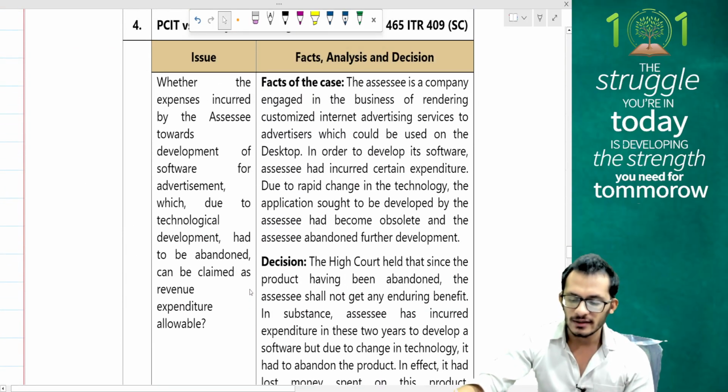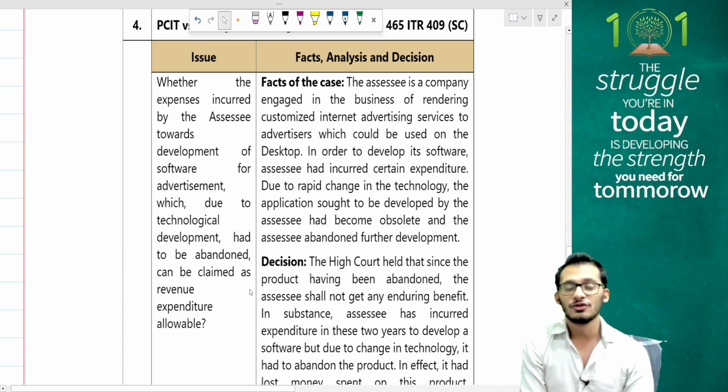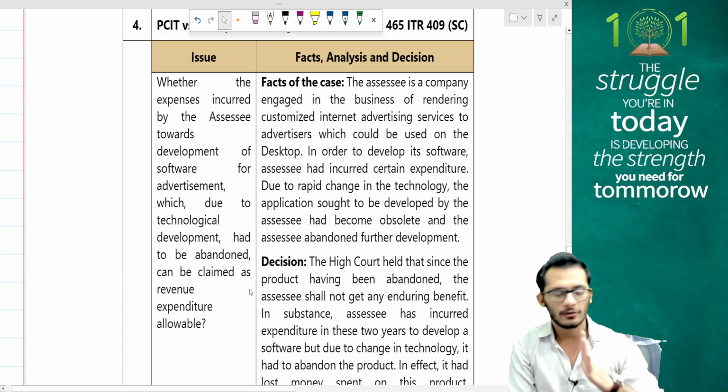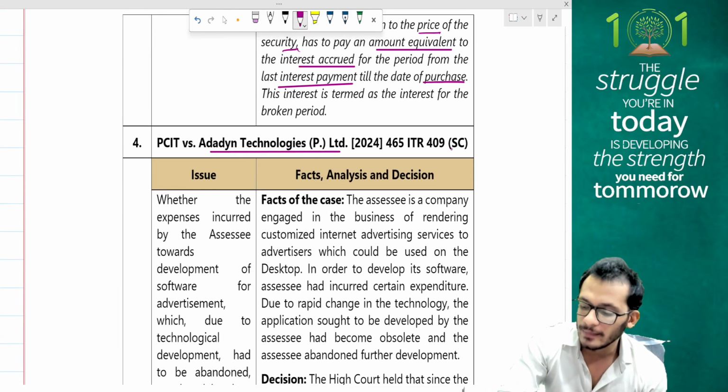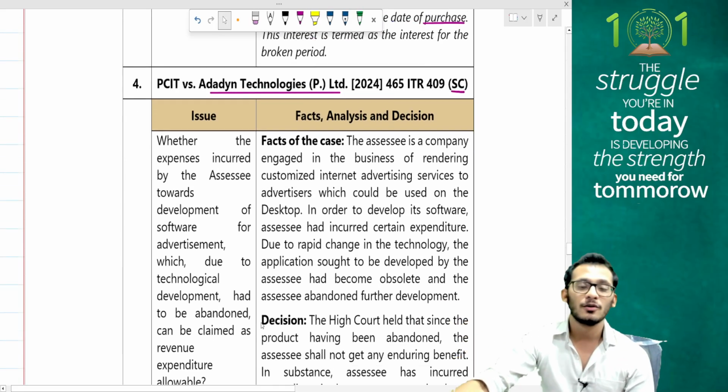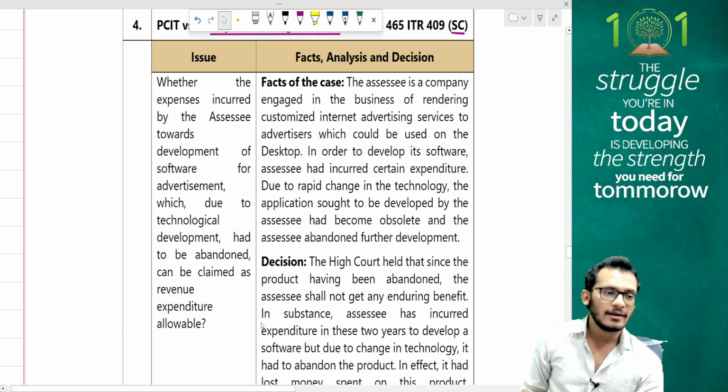This case law number 4 is about something called Priya Village Roadshow. Similar case law we discussed in May 25 also. The case law was from Adayan Technologies Private Limited, Supreme Court judgment. This case law spoke about abandonment of a software development expense.